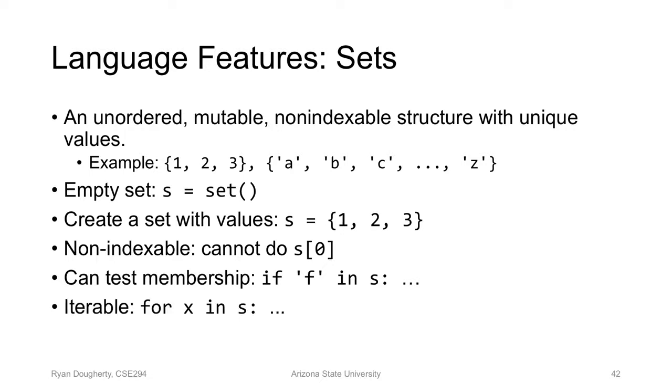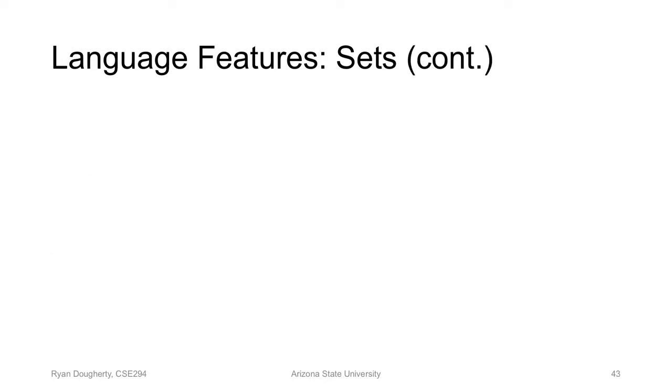Yeah, not in. It's exactly the same thing. Iterable, so you can just say for x in s, the same way as you can do with a list, but now the x is going to be iterating over the elements in the set. And you can't guarantee order, obviously.